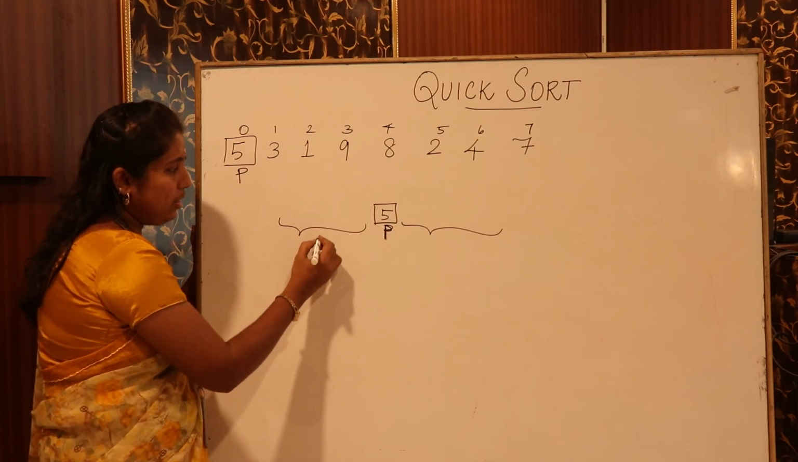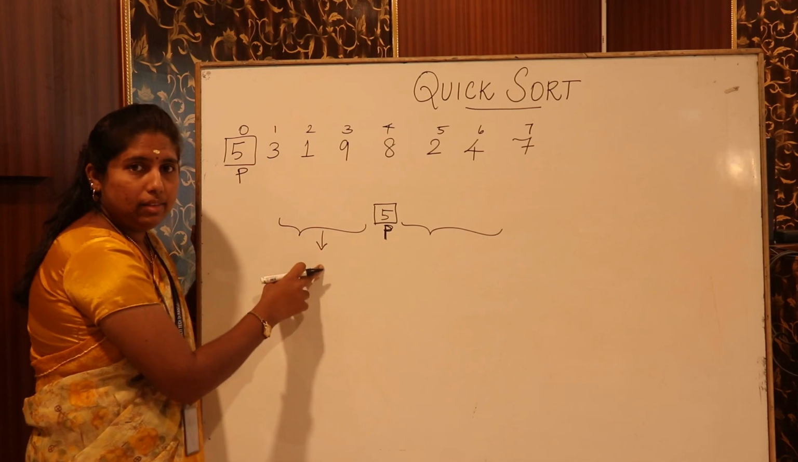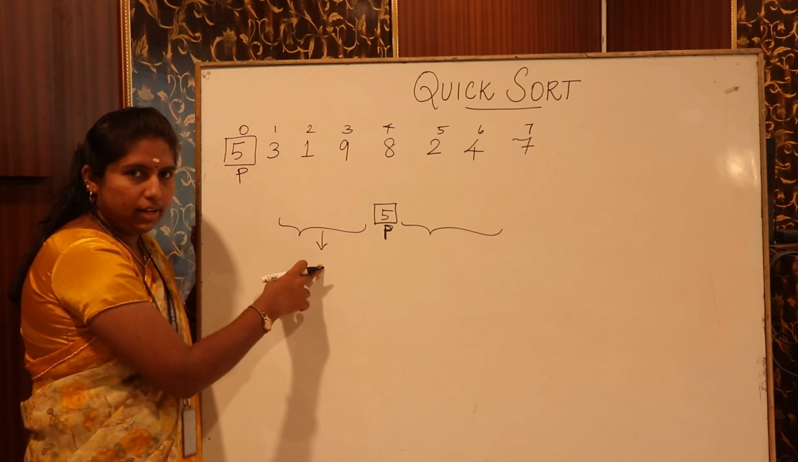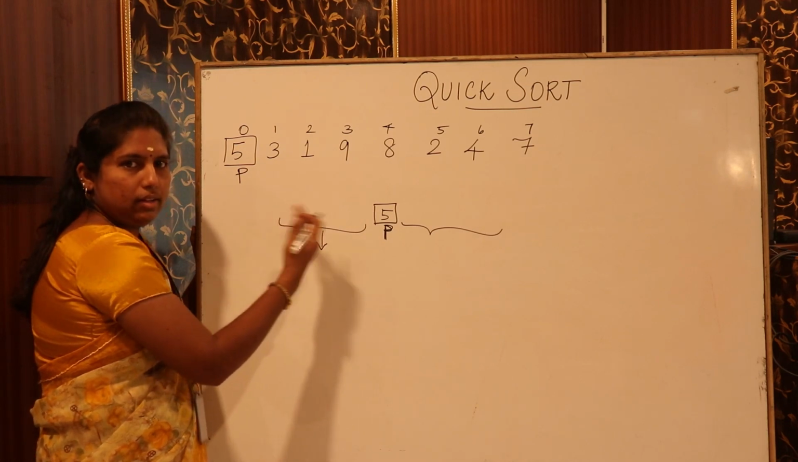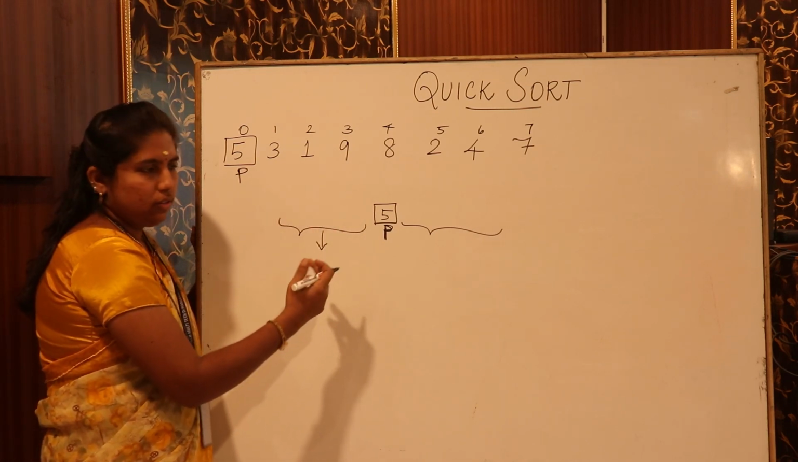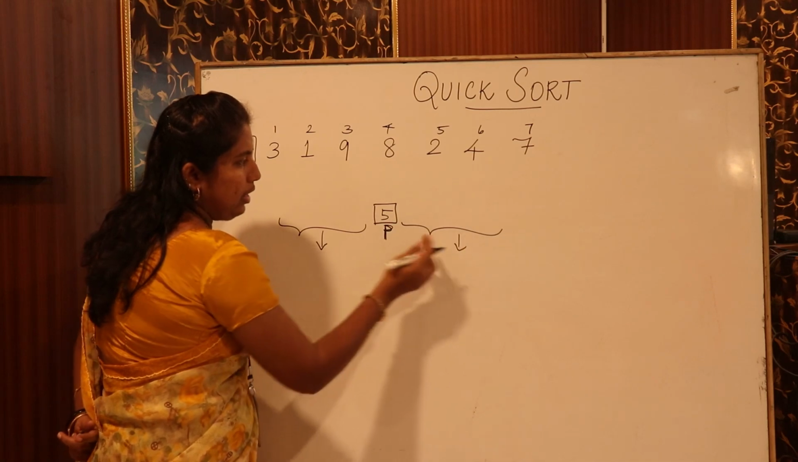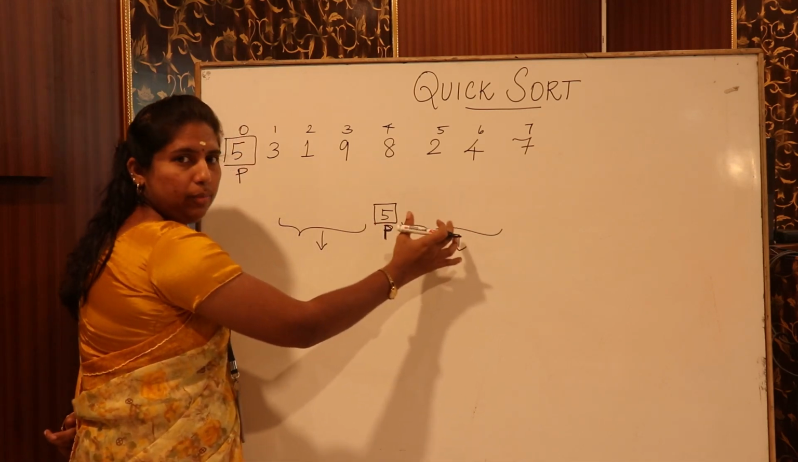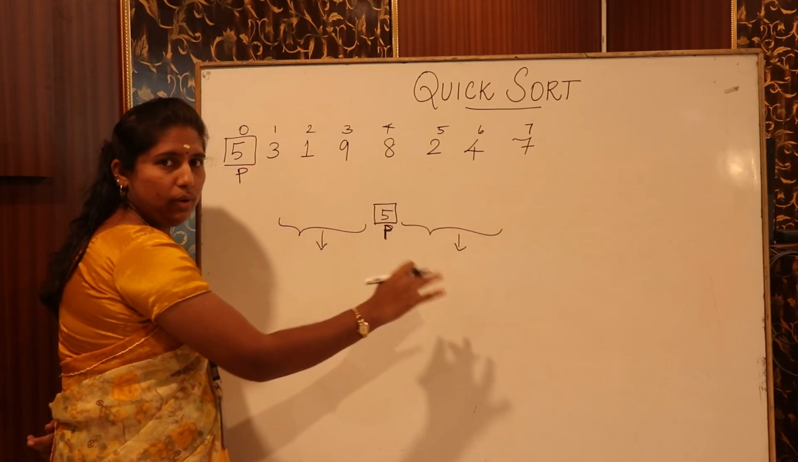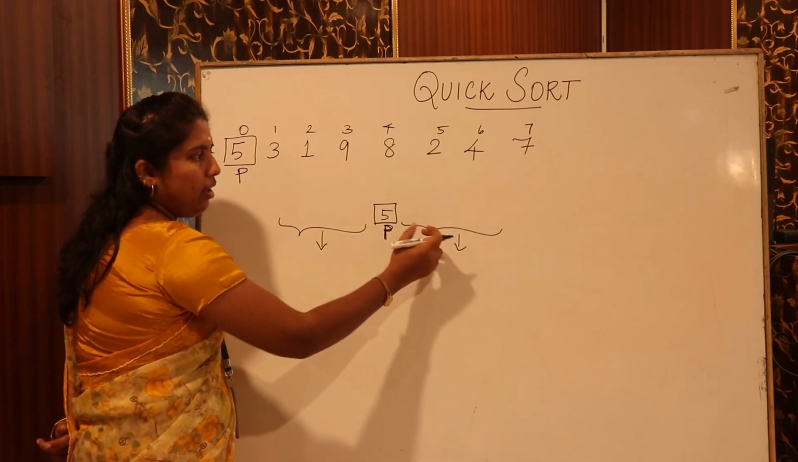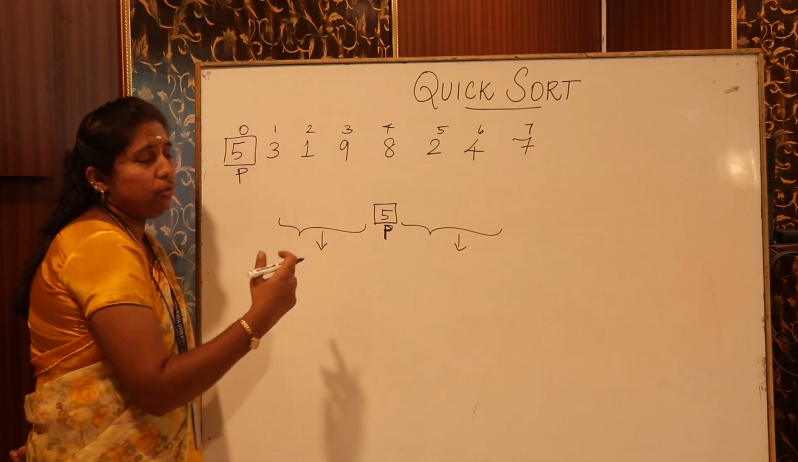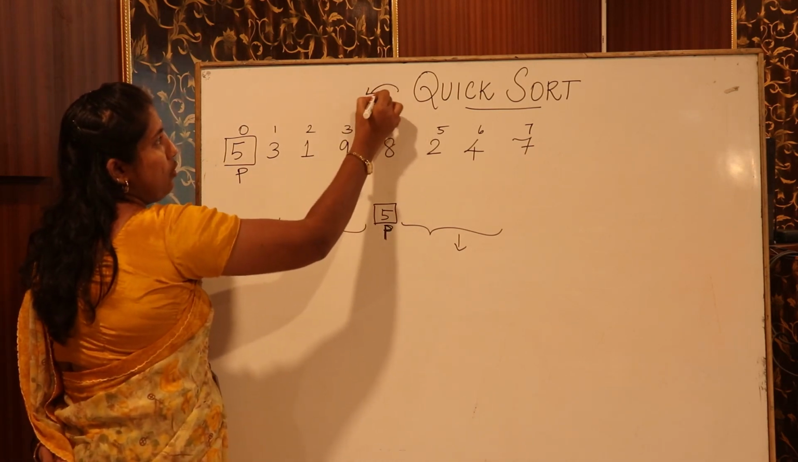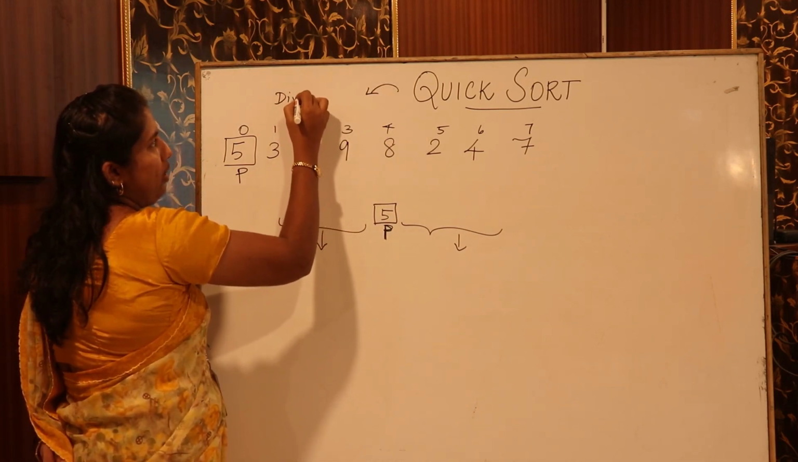Again we apply the divide and conquer strategy to the left side, placing the pivot element, and the algorithm goes on. Likewise, the elements greater than the pivot element are handled the same way, applying the divide and conquer strategy again. That's why we say quicksort follows the divide and conquer strategy.